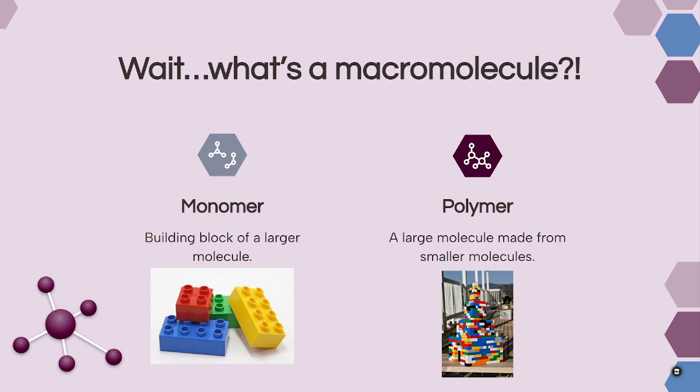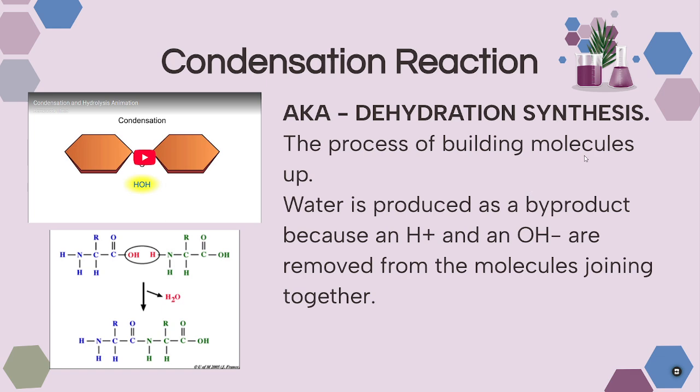Here are some first descriptor words that we can use to better describe what's going on with our macromolecules. The first word is monomer. Mono means one. This is an individual building block of a larger molecule. Each of our macromolecules is made up of different monomers put together. If several monomers assemble themselves in some way, they can become a polymer. A polymer is a large molecule made from smaller molecules, made of many monomers put together.